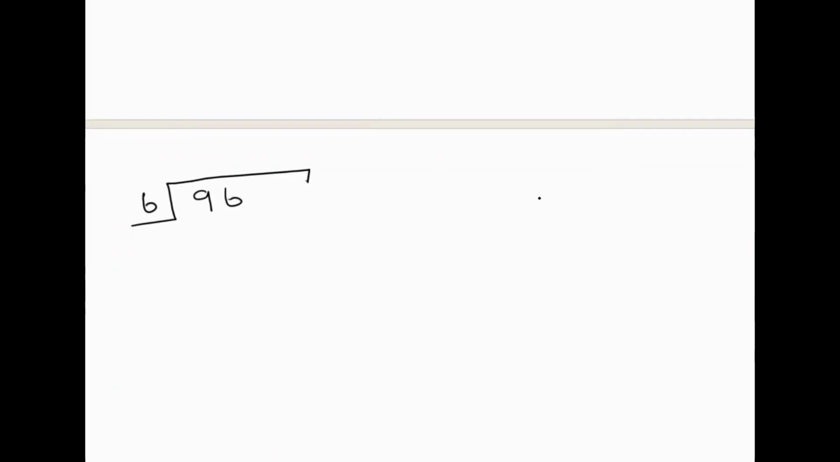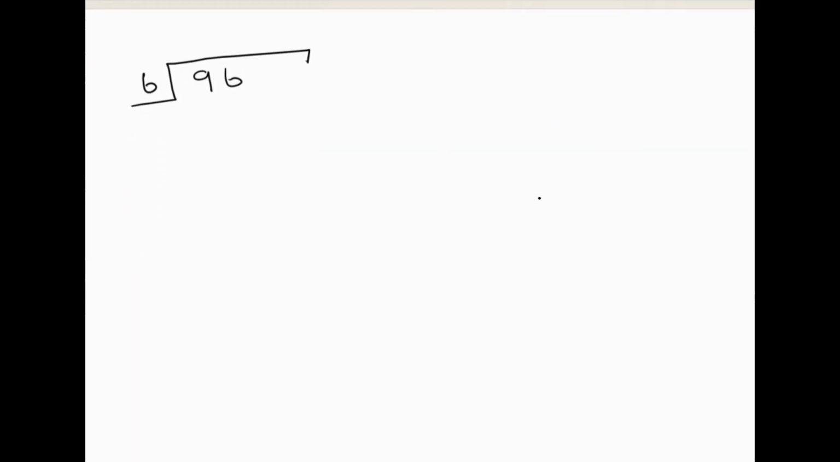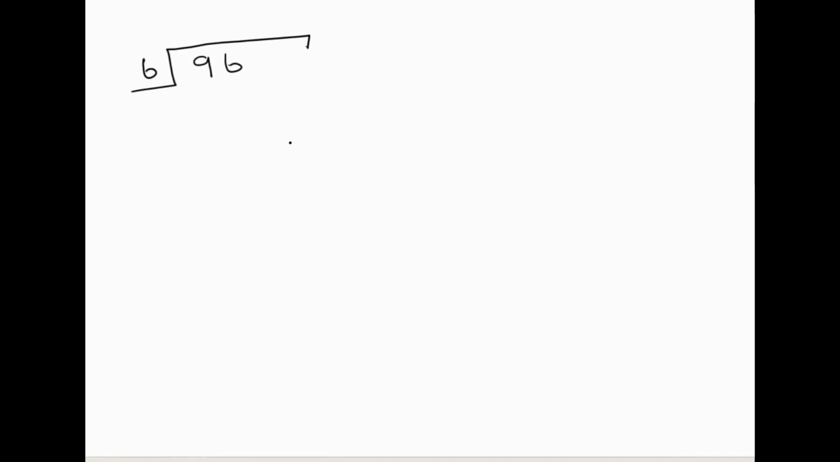So here we have 6 into 96. So we say 6 into 9. We see that it's possible and it goes in one time. And then we say 1 multiplied by 6. We get a 6. Then we subtract. 9 minus 6, we get a 3. And then we bring down this value, which is a 6.